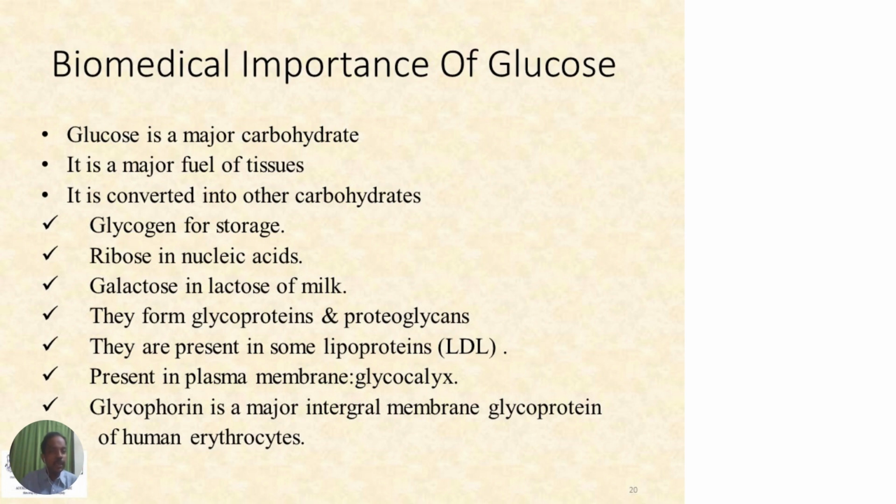The biochemical or biomedical importance of glucose is, as I told you before, that it is a major source of carbohydrate. It is a major fuel for tissues. It is converted into carbohydrates, ribose in nucleic acid, galactose in milk. They form glycoproteins and proteoglycans, etc.